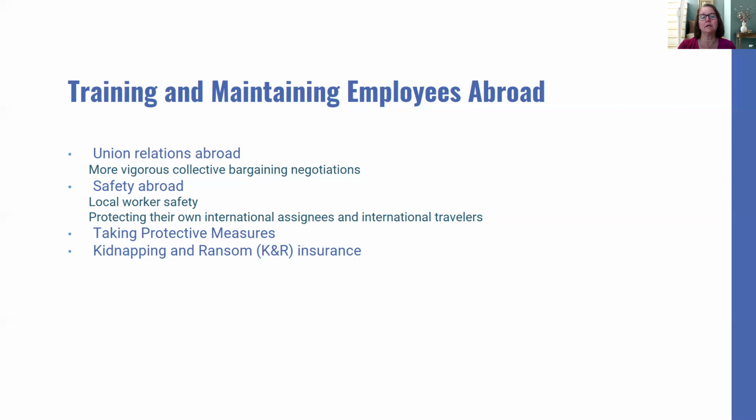The second matter is protecting their own international assignees and international travelers. Legally, employers also have a duty of care for protecting international assignees and their dependents and international business travelers. So many employers use intelligence services for monitoring potential terrorist threats abroad. The head of one intelligence firm estimates such services cost around $10,000 per year.